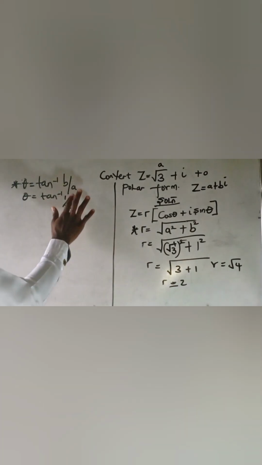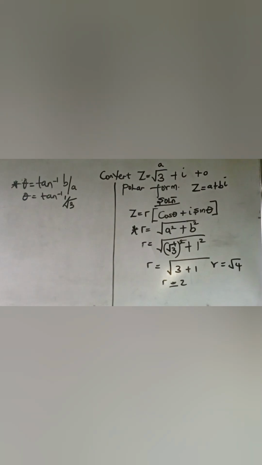So we have to look for the tan inverse of 1 divided by square root of 3. If you check your calculator, how to press tan inverse is you press shift and tan. So tan inverse of 1 all over square root of 3 will give us 30 degrees. This will give us 30. So we are done with that.